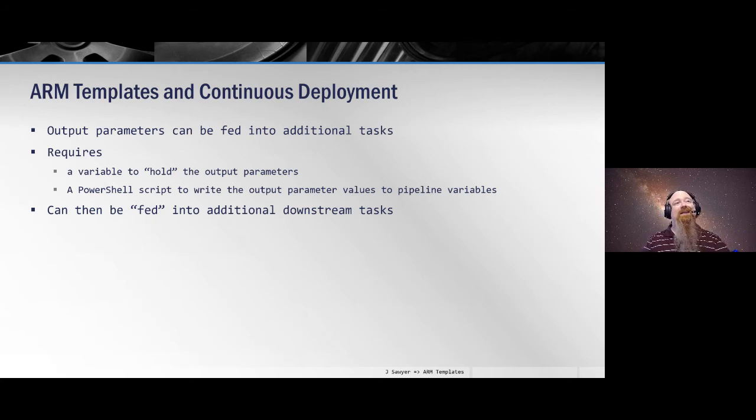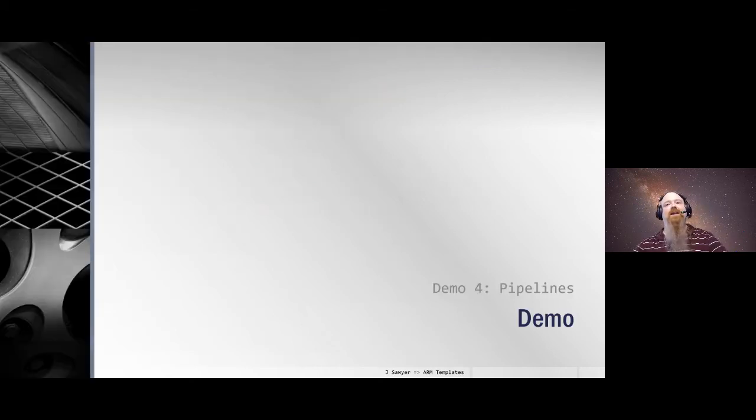Now, it just requires a little bit of trickery in that you need to have a variable to hold the output parameters. Well, you don't really need to. It'll create the parameter for you. I like to name them so that I know what it's called, because otherwise I'll forget. And then a PowerShell script, and you can include this as a file or as an inline script, that writes the output parameter files into pipeline variables. And once you do that, you can take those output parameters and feed them into additional downstream tasks. So let's go ahead and take a look at using this in pipelines.